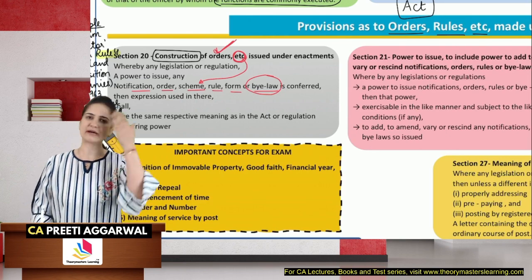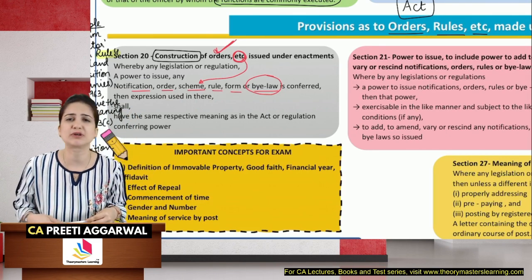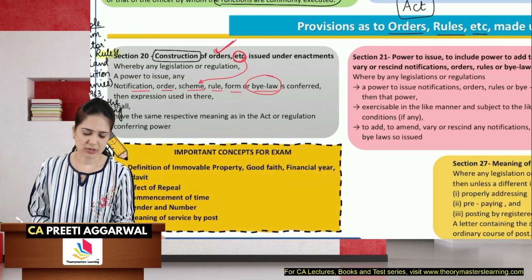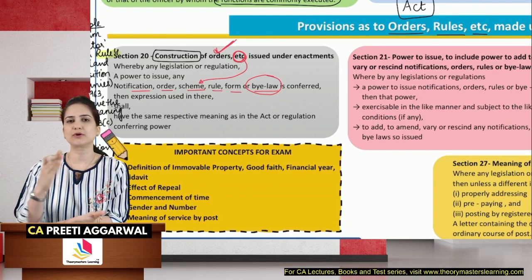Now, laws are framed by the Centre or by the State, but you may also have local laws, right, which are framed by the municipality or the Gram Panchayat. So they are just like a law. Okay, so how do we interpret the terms which are used in these orders, notifications, laws?